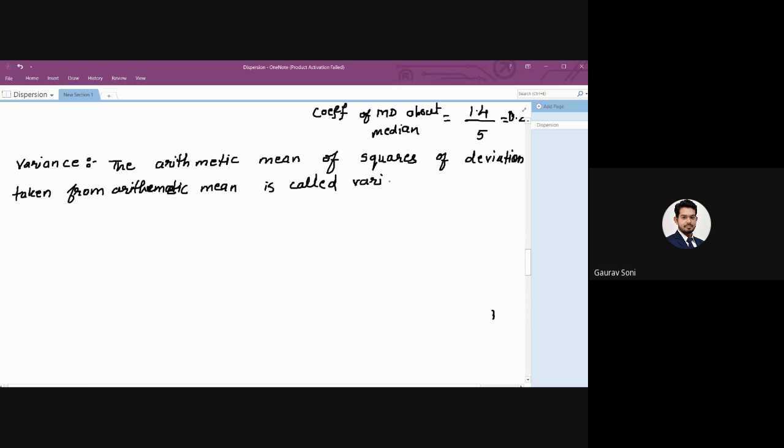Look, the definitions themselves are going to tell you about the formulas, okay? Whenever we write down a definition, you should be able to make up the mathematical formula to find the same. I'll also write down that it is denoted by VAR(X) or sigma square.